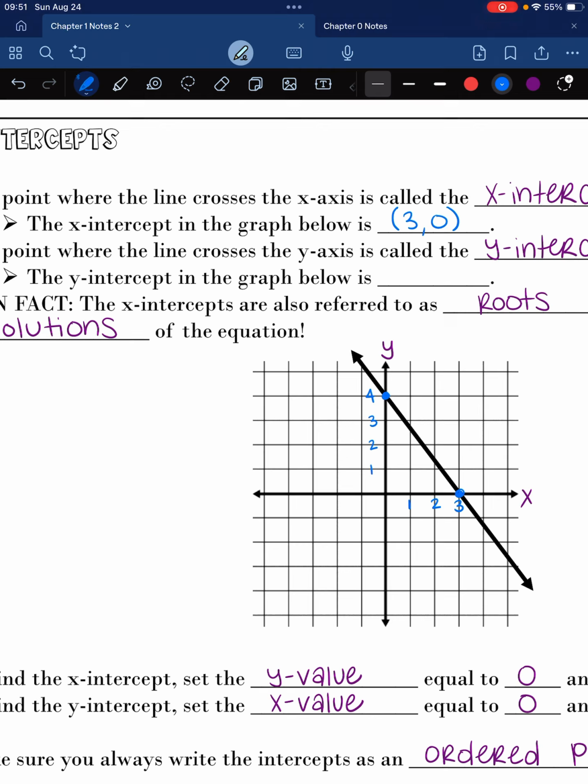Okay, similarly, y-intercept is where we're going to cross the y-axis. This only happens once on a function. If you cross the y-axis more than once, you fail the vertical line test, so it's not a function. You might have graphs that do that, but it's not going to be a function. So the y-intercept in the graph below, again as an ordered pair, is going to be (0, 4), which just makes it very clear that you go 0 in the x direction, and so it is 4 on the y-axis.